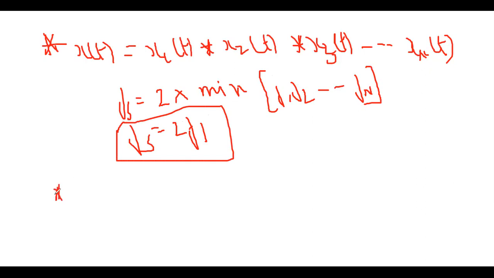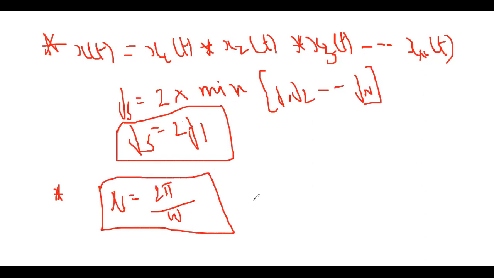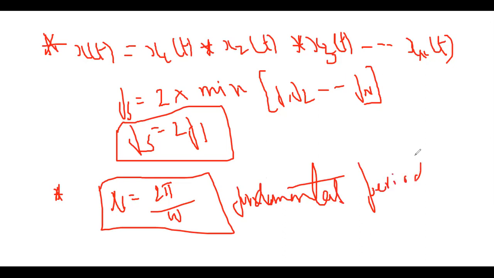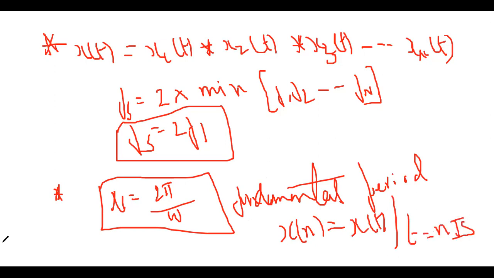And now the last one, the number of samples per cycle: N is equal to 2 pi by omega. The number of samples per cycle is the fundamental period, you can call it the fundamental period. N is equal to 2 pi by omega, or x of n, the discrete function converted from the time domain function by substituting t is equal to n into ts. This is very, very important, my dear students.